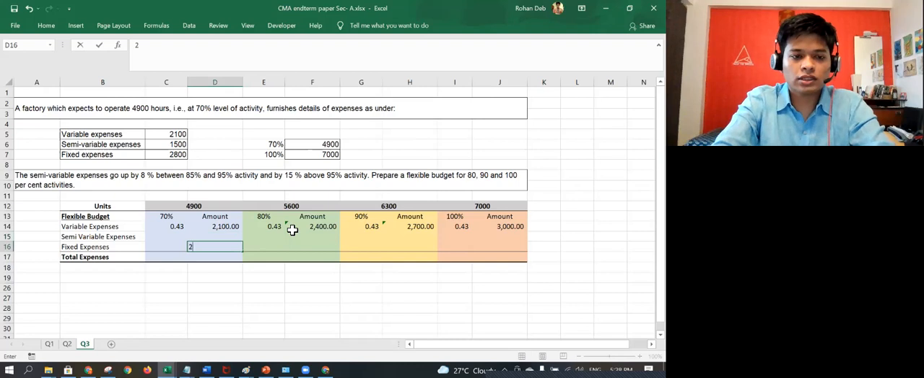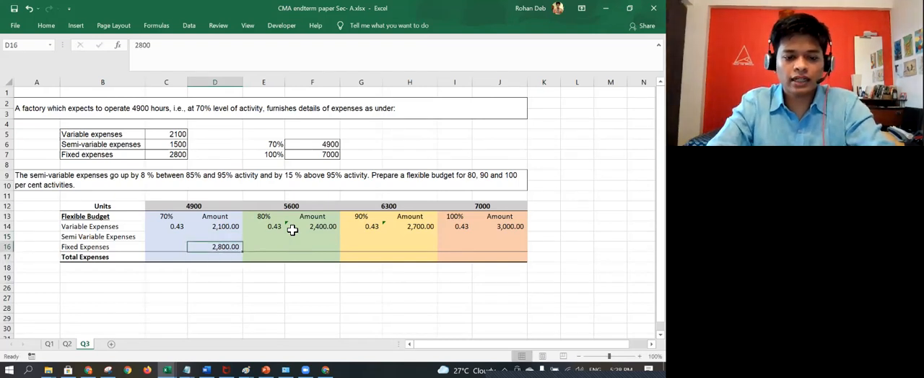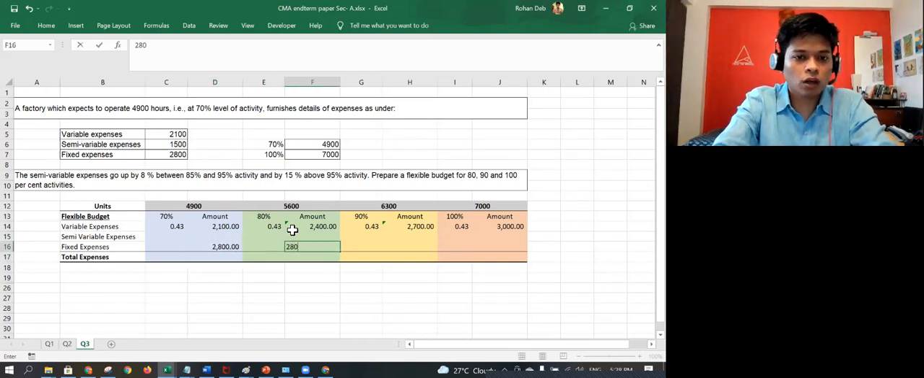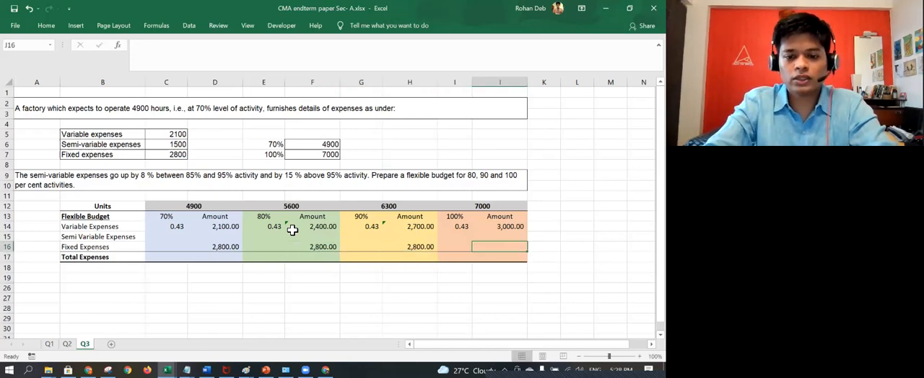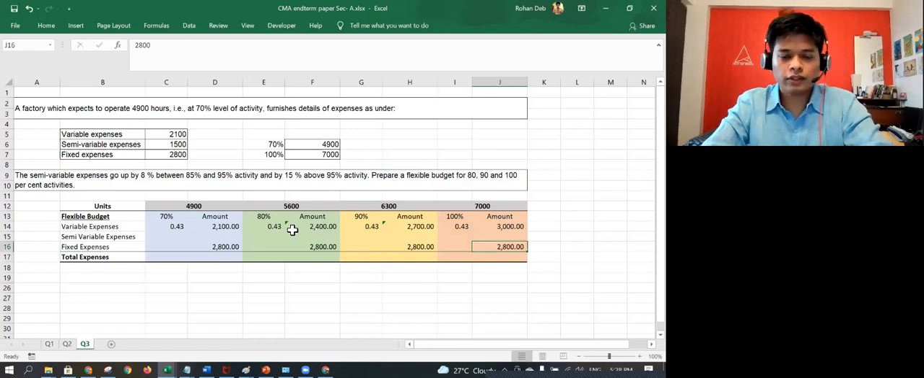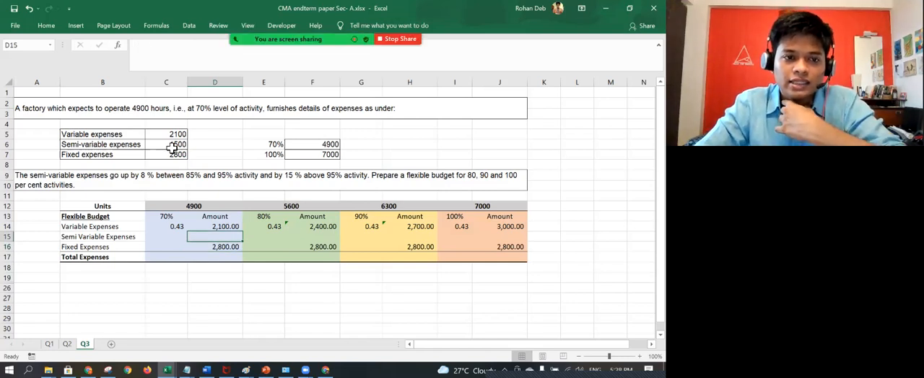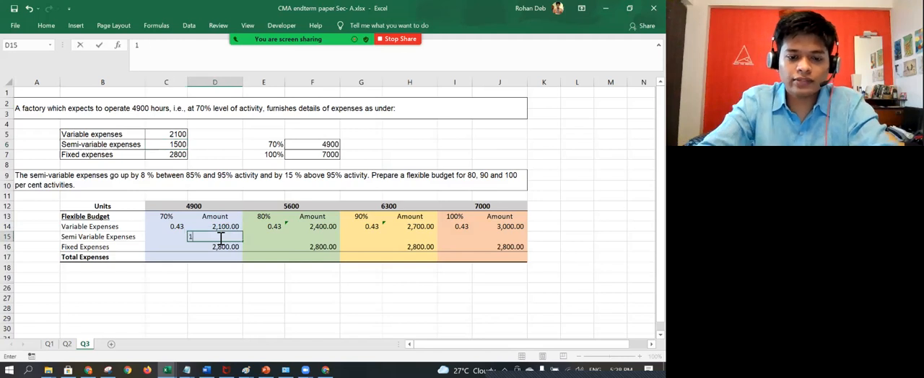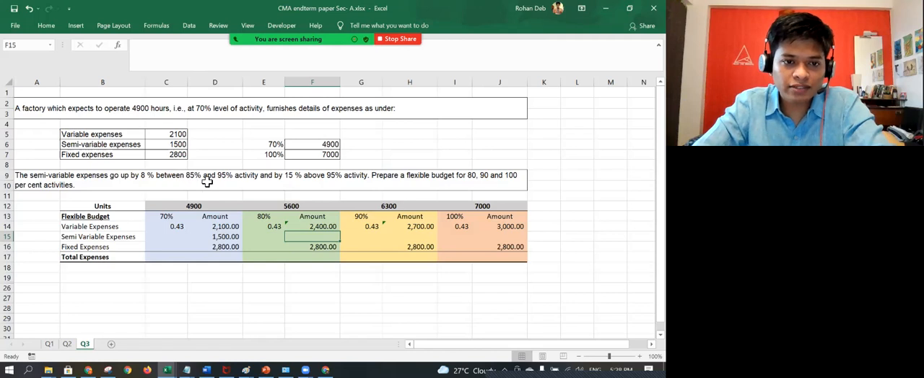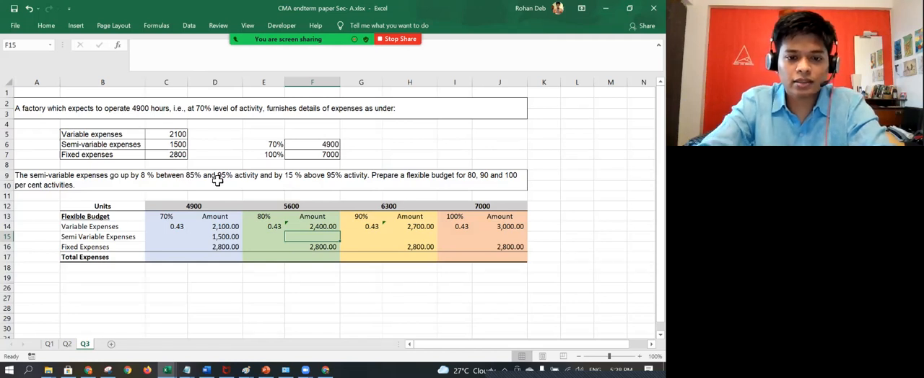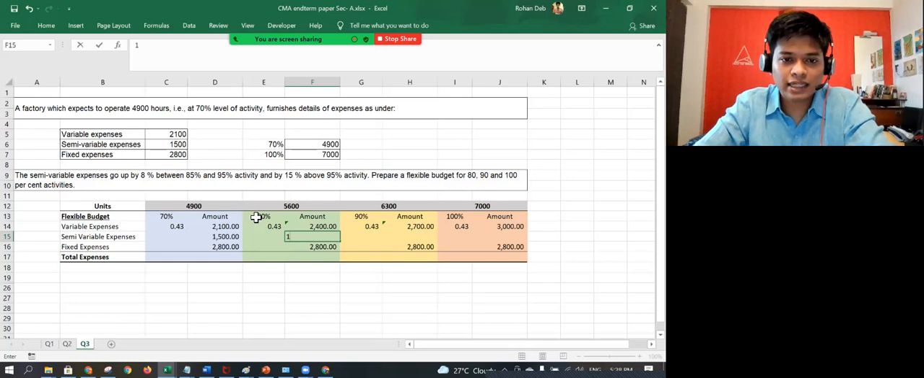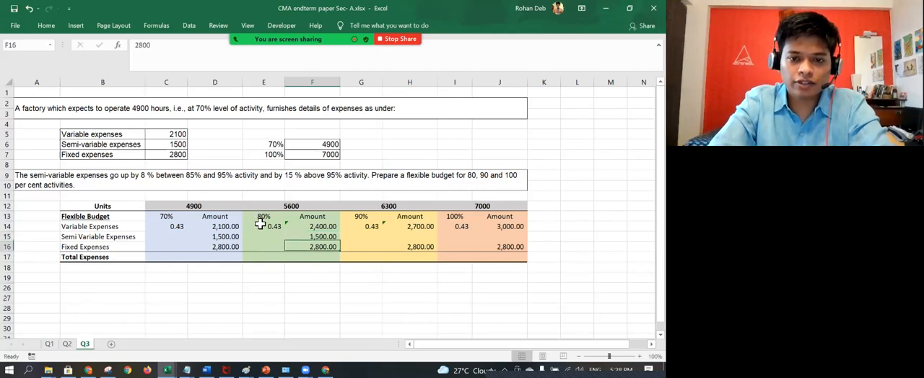Now it also says fixed cost is given. So fixed cost is 2800 and that will be common throughout all the levels because it's a fixed cost. So irrespective of which volume we are producing at, the fixed cost will remain the same. Okay. Now semi-variable cost, it has said that initially it's 1500. So for 70% capacity, it's 1500. It says from 85 to 95, it's increasing by 8%. So this is still my 80% capacity, so I'll still use 1500.